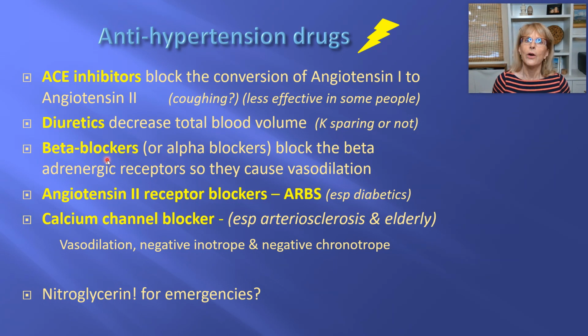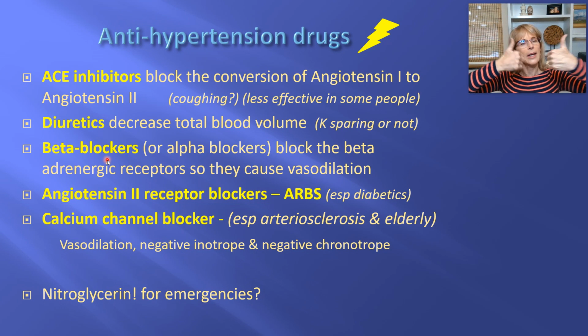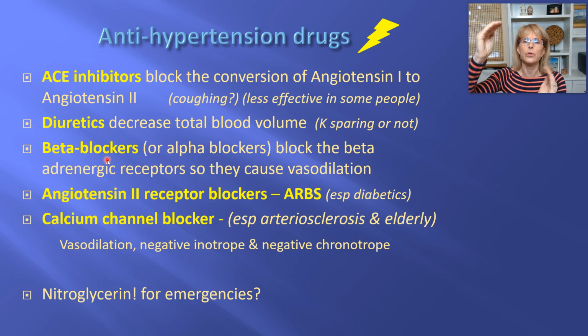Beta blockers. We remember from the autonomic nervous system that beta 1 adrenergic receptors, when they are activated by epinephrine, will cause an increase in cardiac output, so an increase in blood pressure. A drug called a beta blocker will actually block that beta 1 adrenergic receptor, and when it is blocked, it cannot be activated, and cardiac output will stay lower, and that will also bring down blood pressure. They also cause vasodilation.